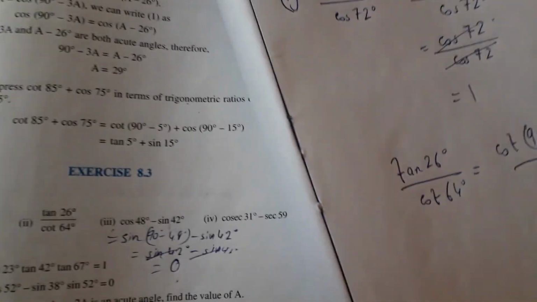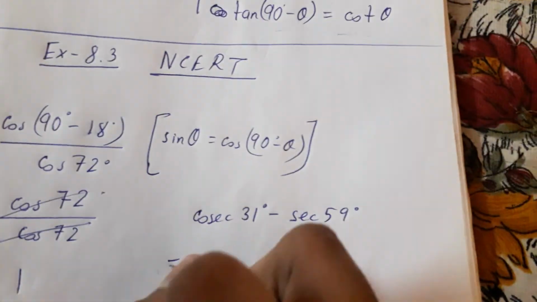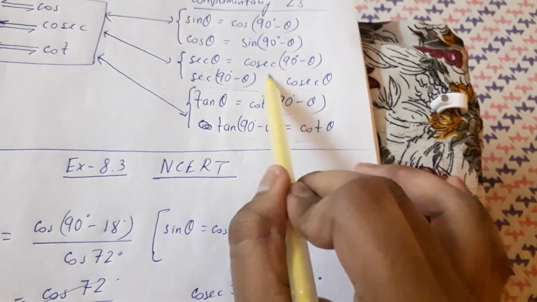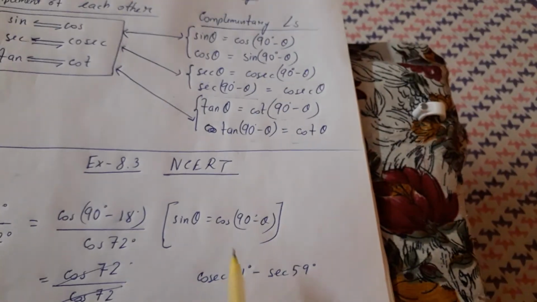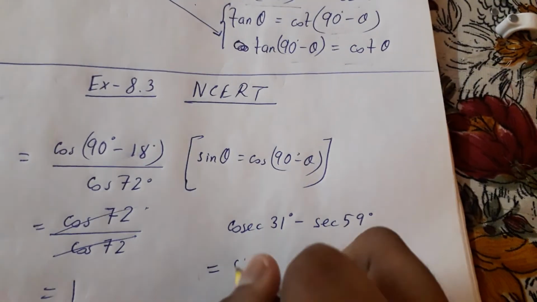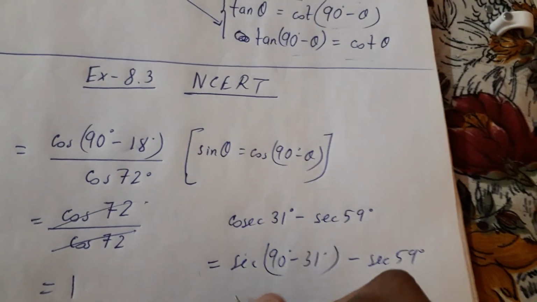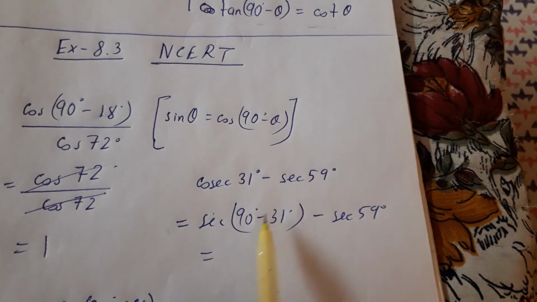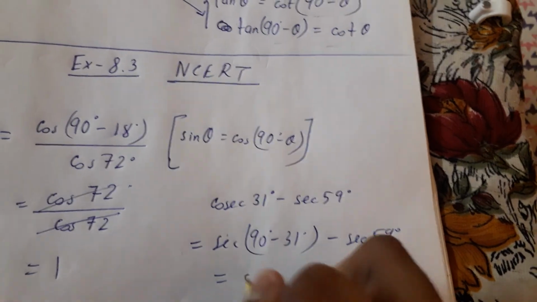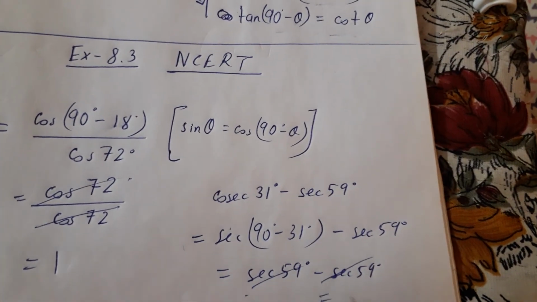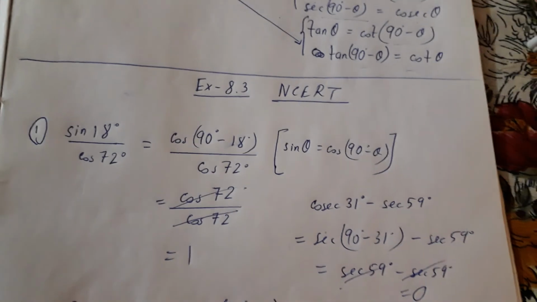Now see, here is given cosec 31 degree minus sec 59 degree. Cosec theta is sec 90 minus theta, or sec theta is cosec 90 minus theta. I am taking cosec theta, so cosec theta will be sec 90 minus theta. Now write sec 90 degree minus 31 degree, and this will be 59 degree. 90 minus 31 is 59. Now write sec 59 degree minus sec 59 degree, plus minus will be cancelled out and the answer will be 0. Now see the second one.